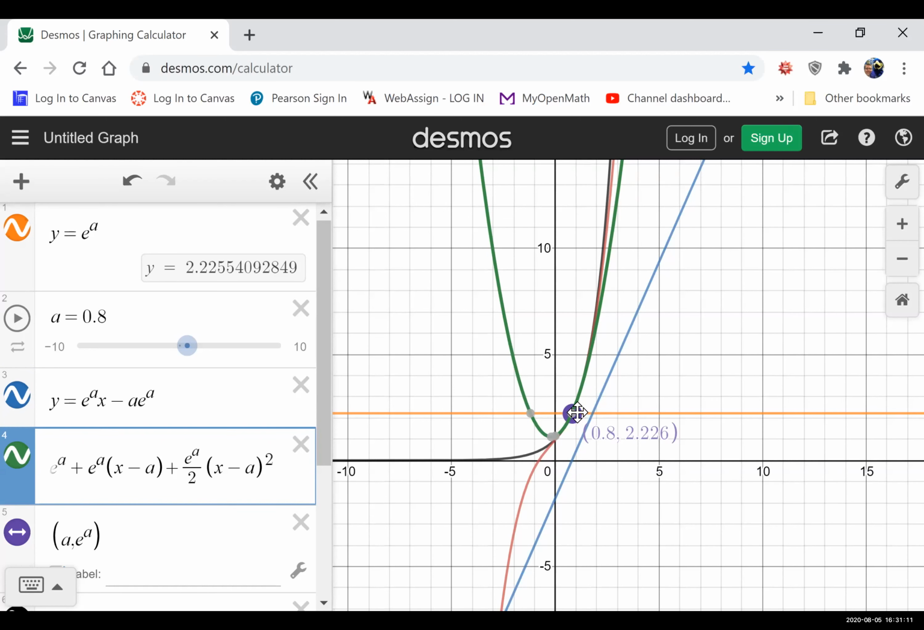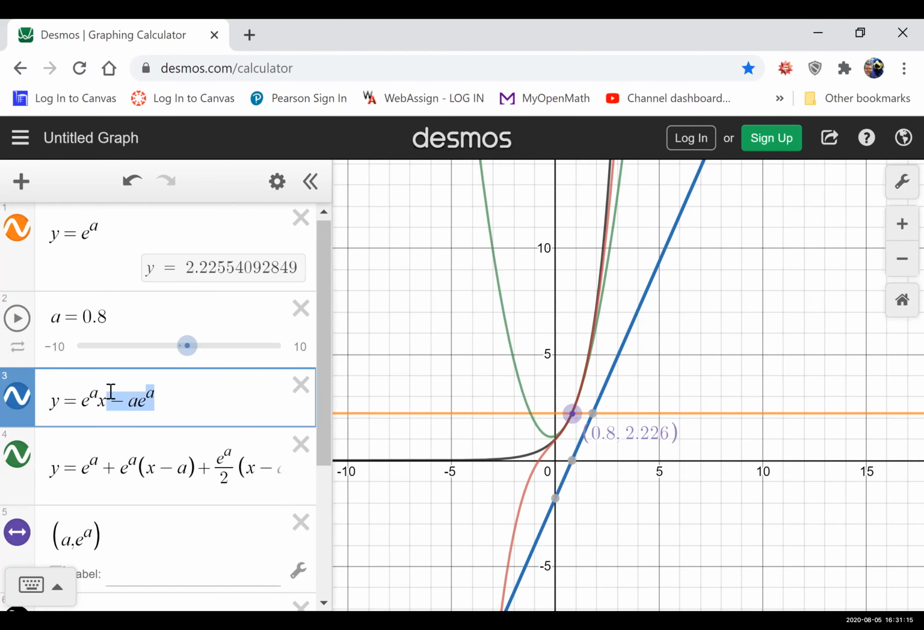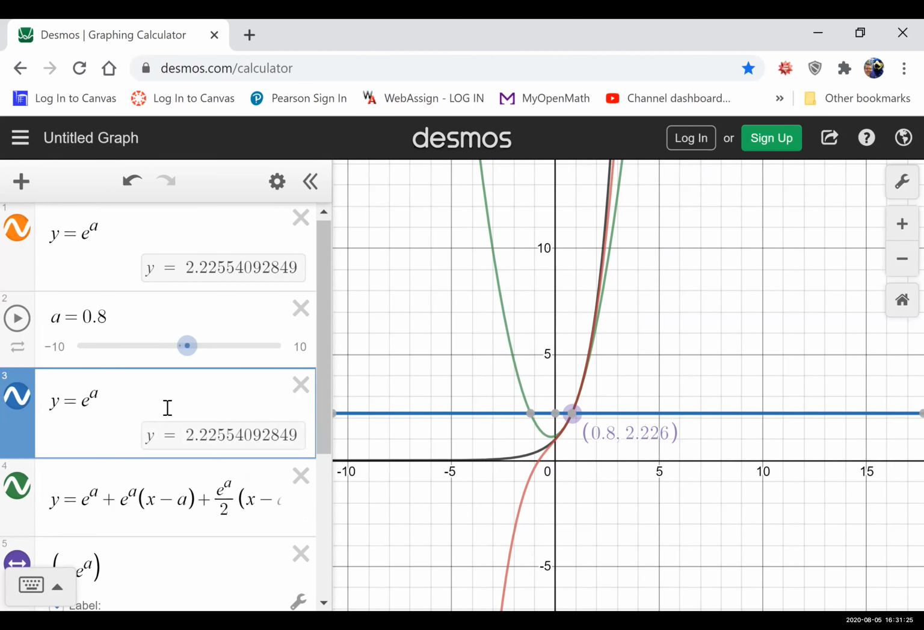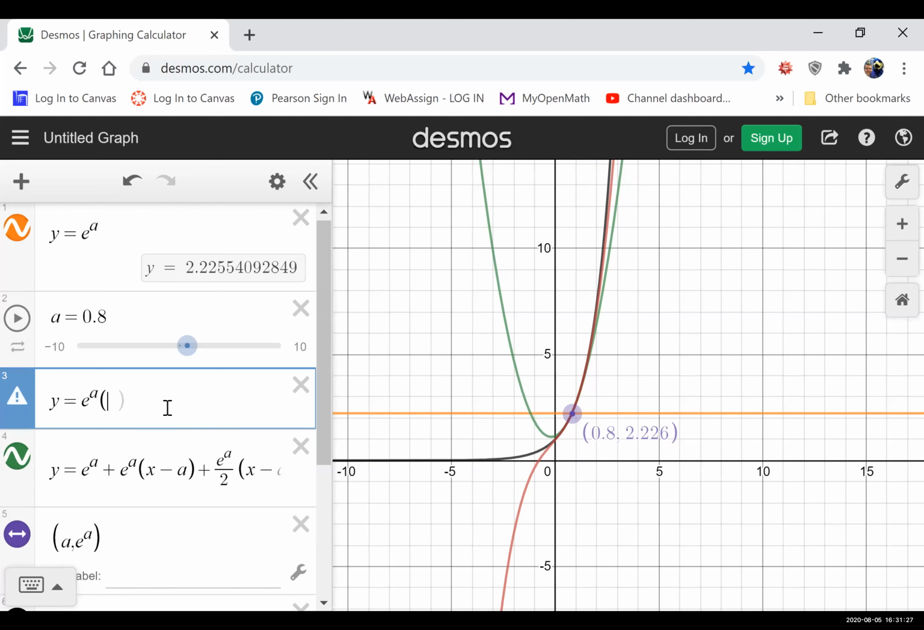Maybe. It should be at the point that, I don't know. Okay, it's e to the a times x minus a. It's e to the a times x minus a, right? Times, no, it's e to the a plus e to the a times x minus a. That's what it was. That's why it's not working.